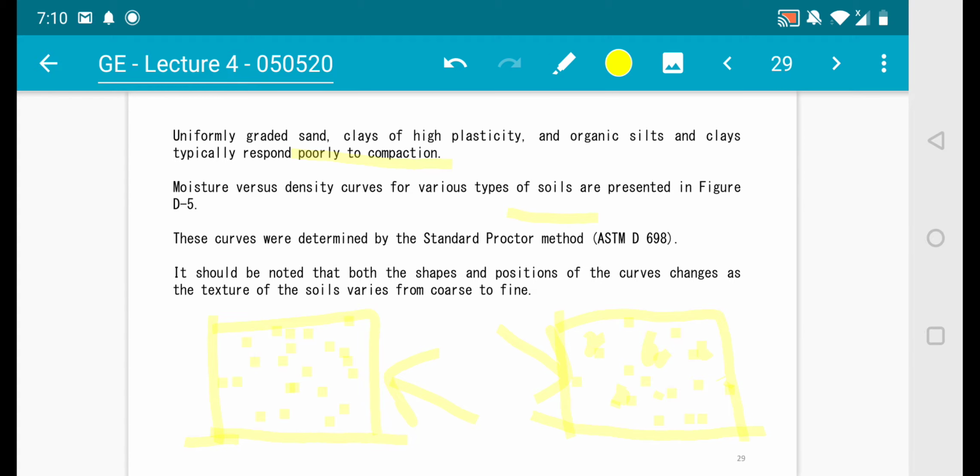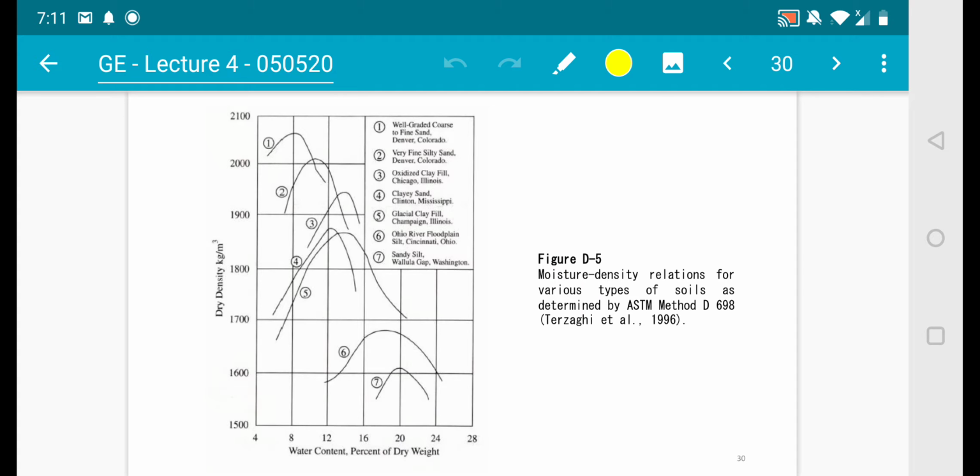This curve is determined from the standard Proctor method. It should be noted that both the shape and position of the curve change as the texture of the soil varies from coarse to fine. So D5 shows the relationship between dry density, water content, and different types of soil. Different types of soil will have their own unique curves. And this is the moisture density relation for various types of soil as determined by D698, published by Terzaghi 1996.